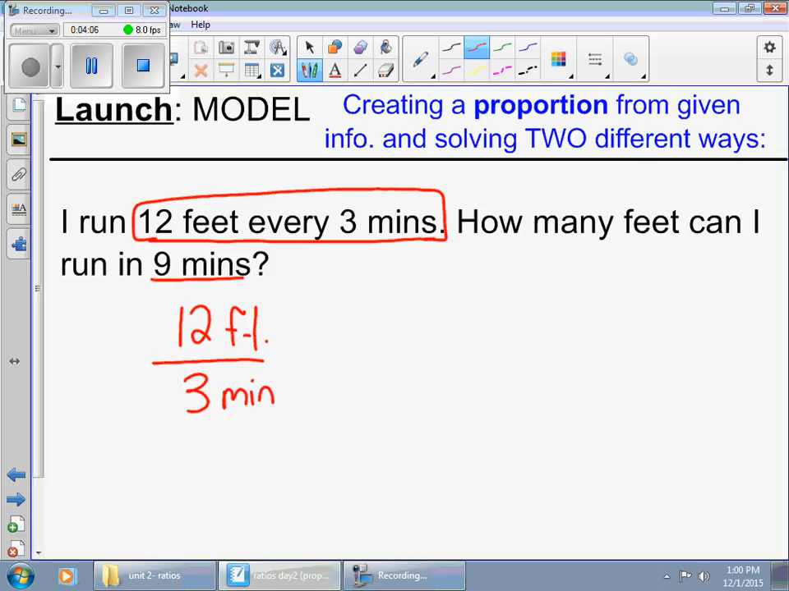So here I have a ratio set up as a fraction, and it's comparing feet to minutes. So then, how many feet can I run in 9 minutes? Well, to set up a proportion, I know it has to be an equal fraction. And the only other number that this problem gives me is 9 minutes.